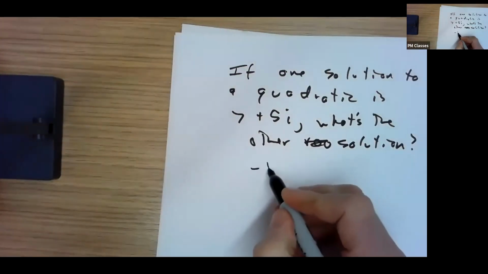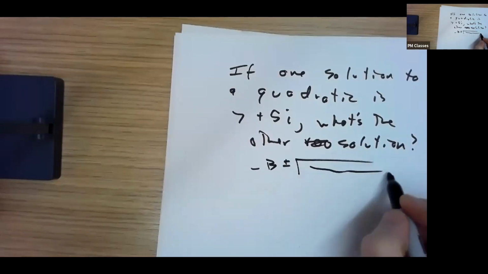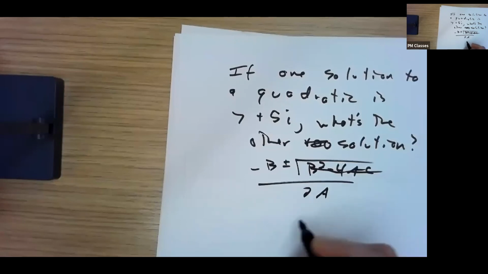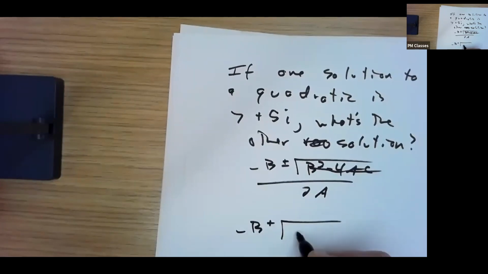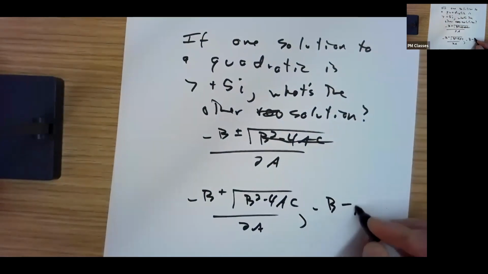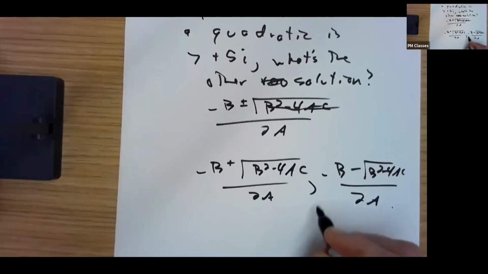Well, if we remember the quadratic equation, negative b plus or minus the square root of b squared minus 4ac, all over 2a. It's negative b plus whatever this mess is going to be, all over 2a, and negative b minus all this stuff, all over 2a. So let's look at this.